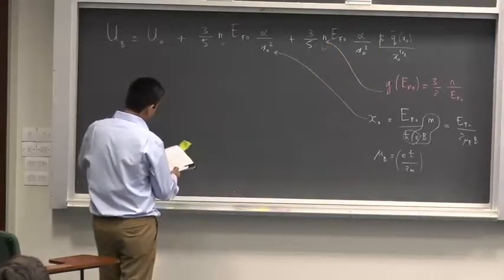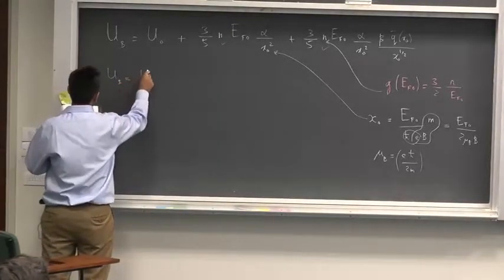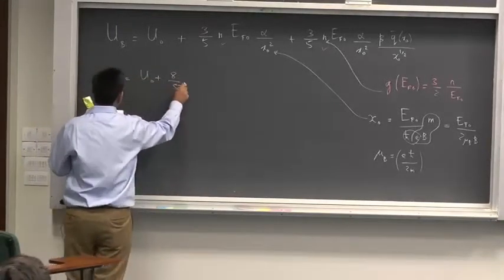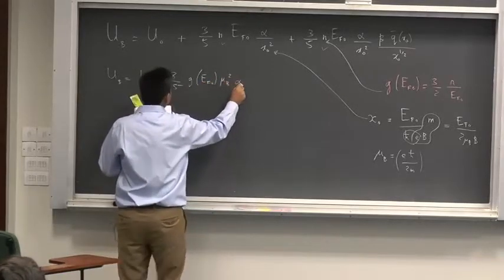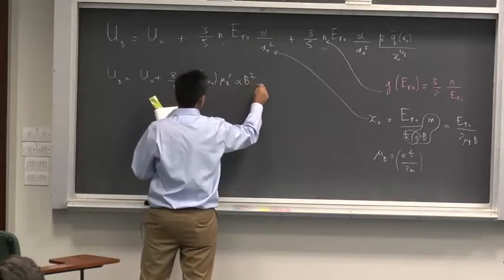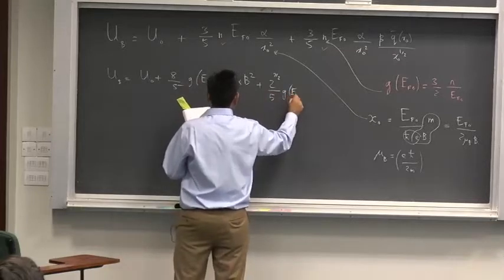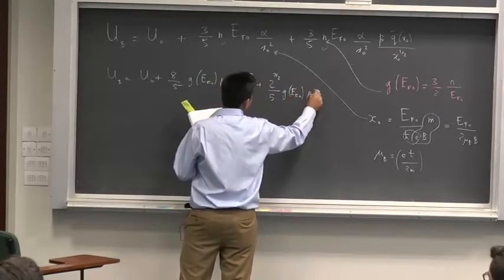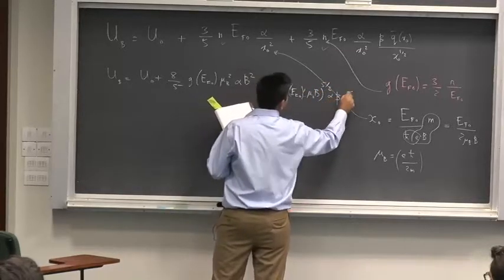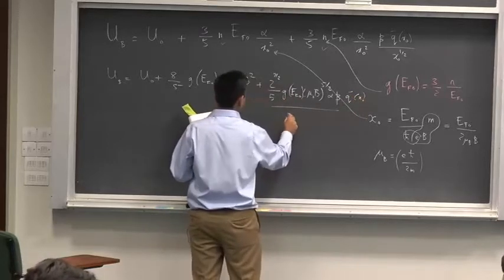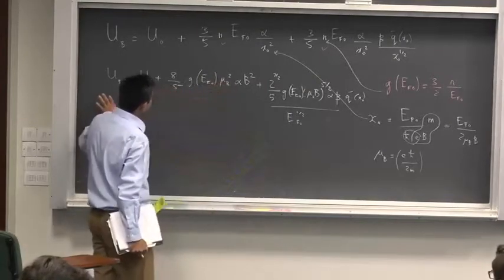And ultimately what I would get is the following. UB equals U0 plus 8 over 5 g at EF0 mu b squared alpha B squared plus 2 raised to the power 7 by 2 over 5 g EF0 mu b B raised to the power 5 by 2 alpha beta q bar x0 over EF0 to the power 1/2. And you will observe that this is the energy.